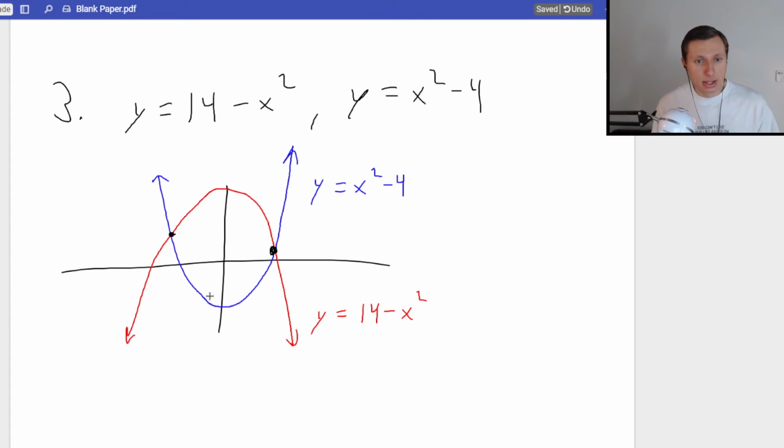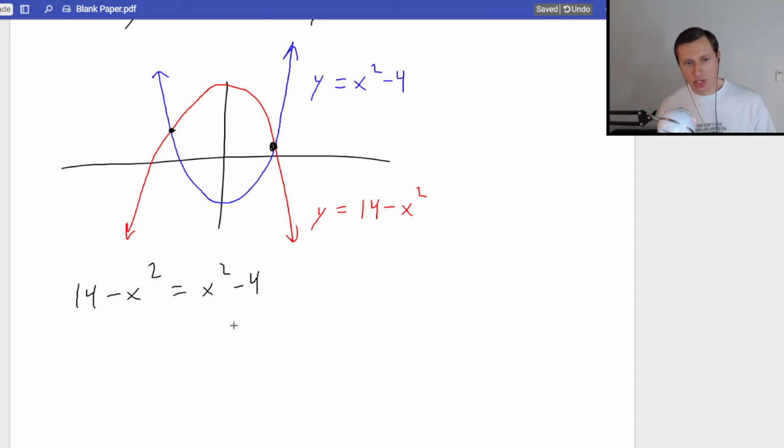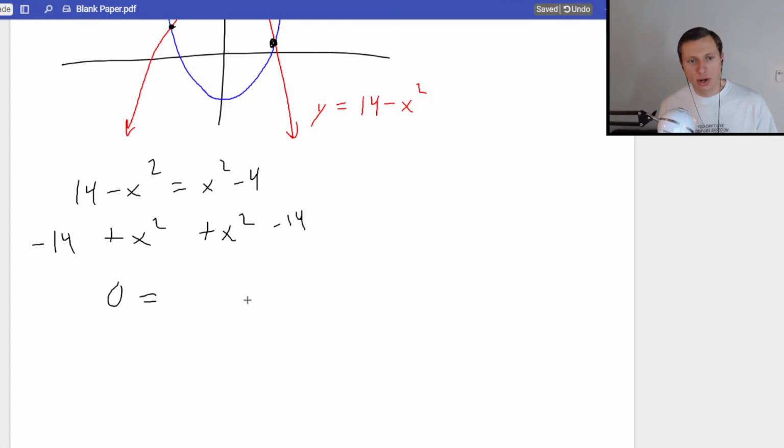So before I take the integral, if I set the functions equal to each other, I get 14 minus x squared equals x squared minus 4. How on earth do I solve this one? What I'm going to do is add x squared to both sides, and subtract 14 from both sides. What I end up getting on the left is 0. On the right, simplifying in one step, 2x squared minus 18.